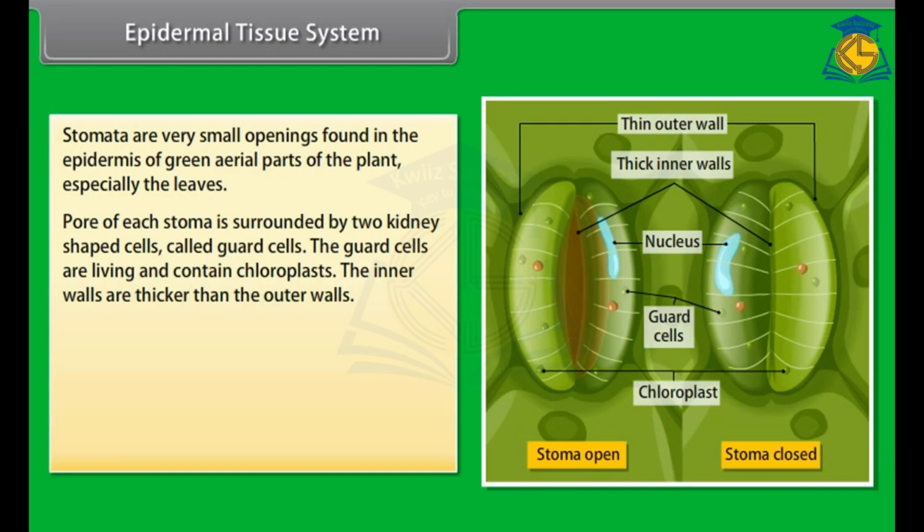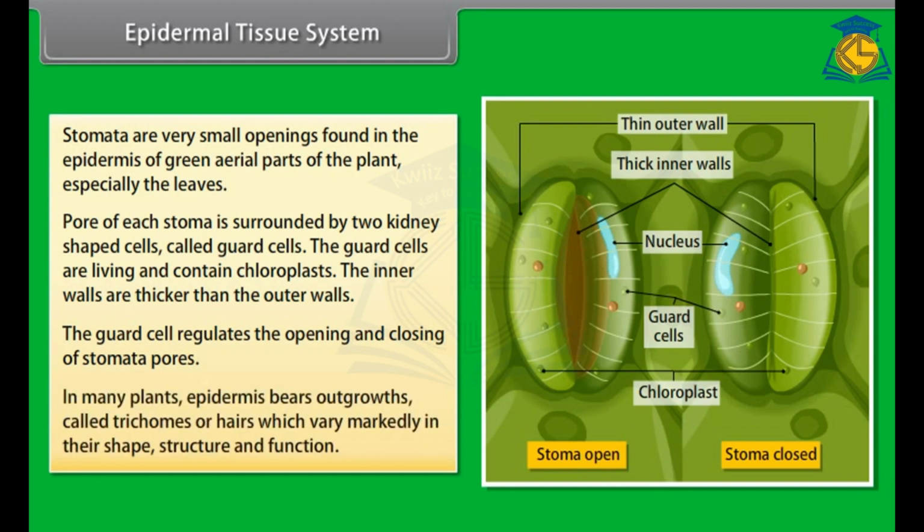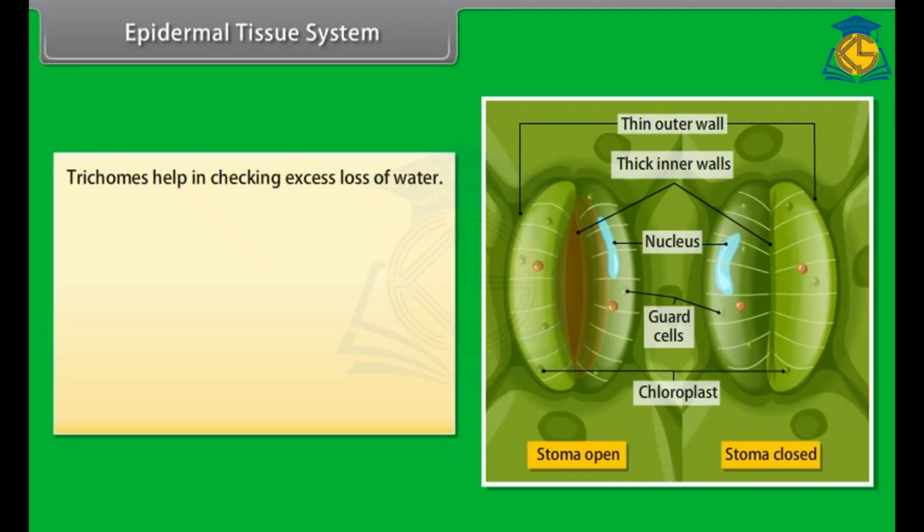The guard cells are living and contain chloroplasts. The inner walls are thicker than the outer walls. The guard cells regulate the opening and closing of stomatal pores. In many plants, the epidermis bears outgrowths called trichomes or hairs which vary markedly in their shape, structure and function. Trichomes help in checking excess loss of water. Trichomes help in protection, dispersal of seeds and fruits.